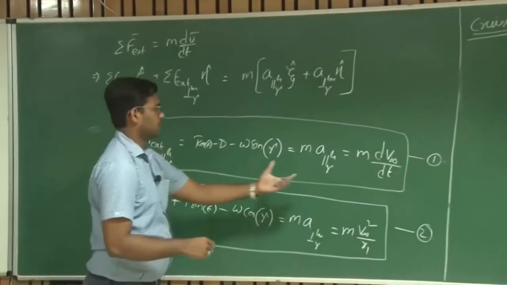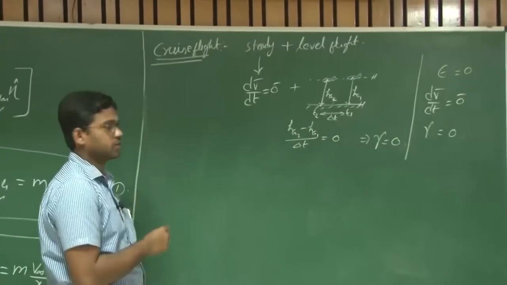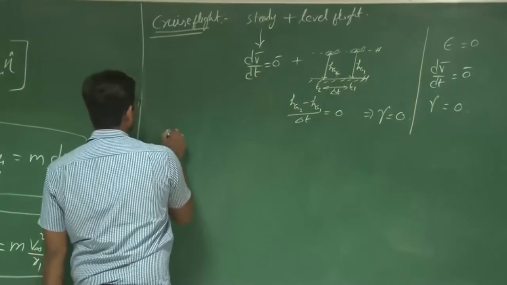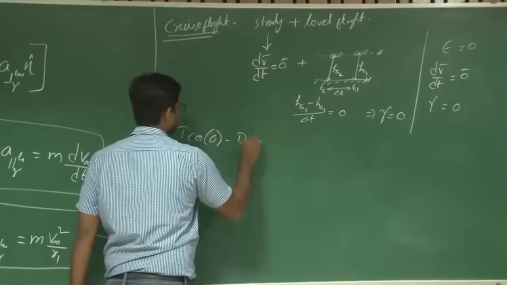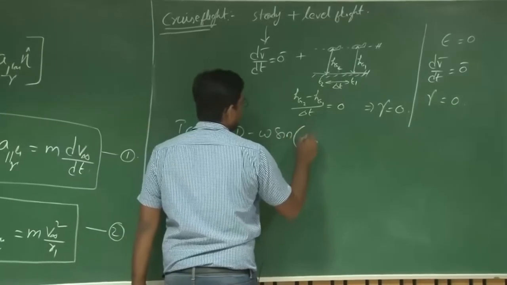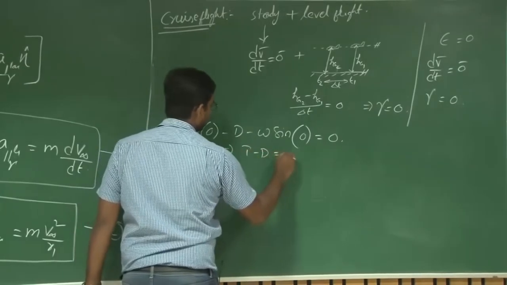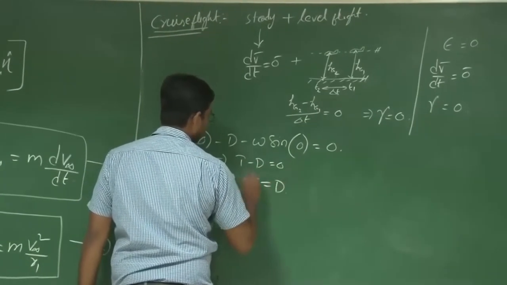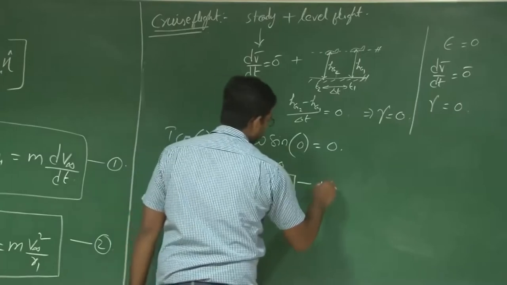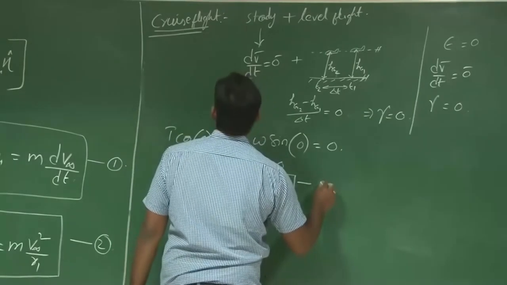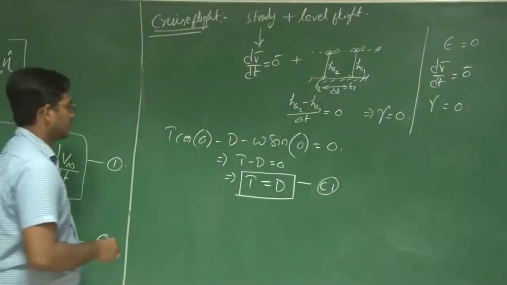since it's a steady flight, the acceleration is 0; both the parallel and perpendicular components of acceleration are 0. There is no misalignment further. So T cos 0 minus D minus W sine of gamma is 0, where gamma is again 0. This implies T minus D is equal to 0, that is, T is equal to D. This is my equation C1, which is equation for Cruise 1.